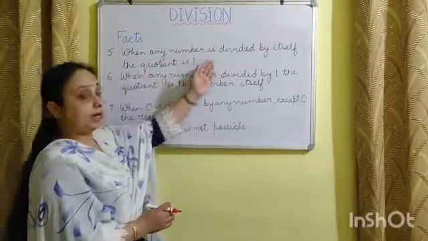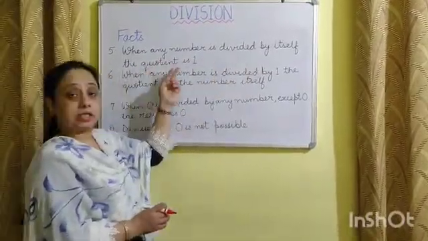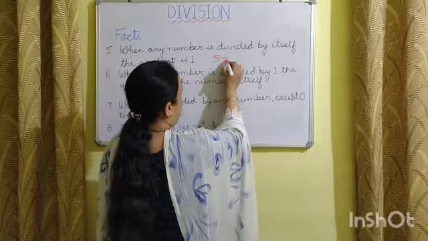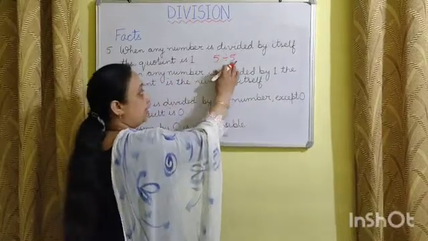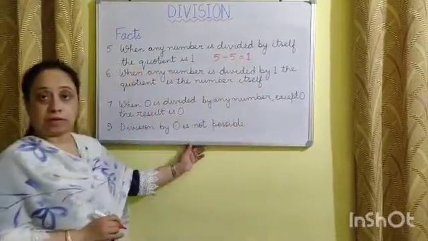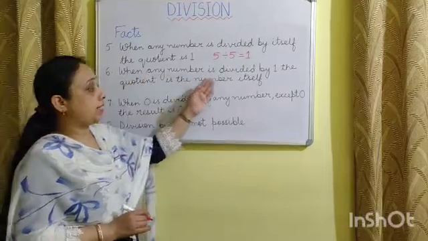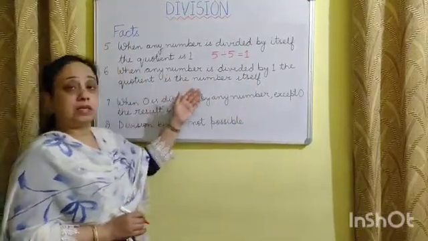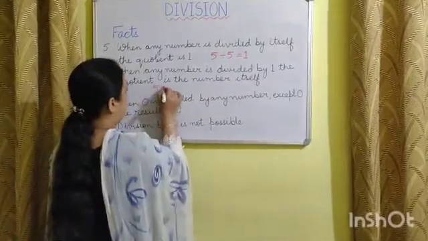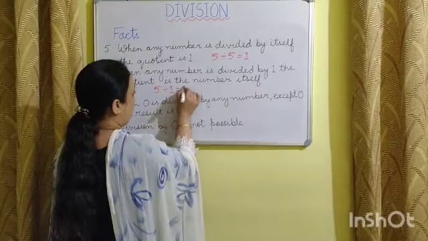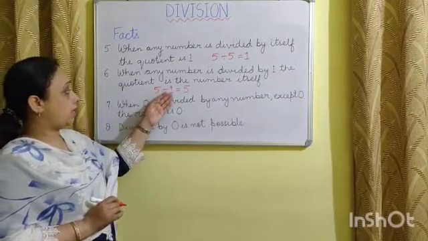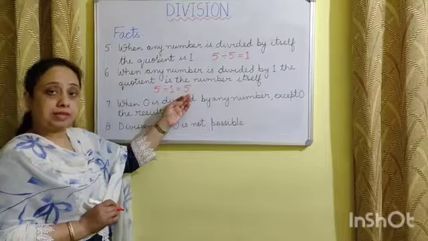When any number is divided by itself, the quotient is 1. That is, if we divide 5 by 5, that is, the number is divided by itself, our quotient or our result is 1. When any number is divided by 1, the quotient is the number itself. Suppose we divide 5 by 1. Our result or the quotient will be 5.